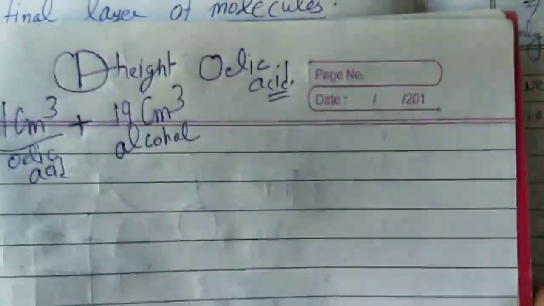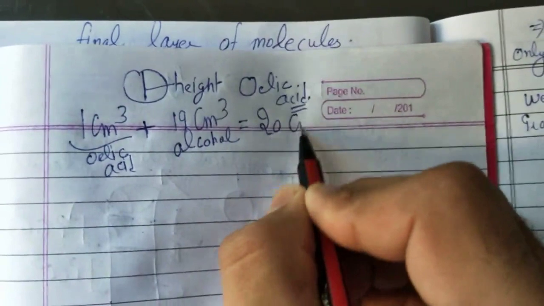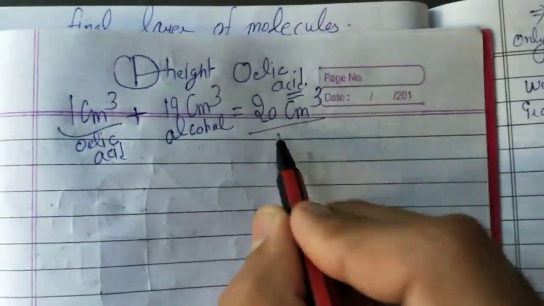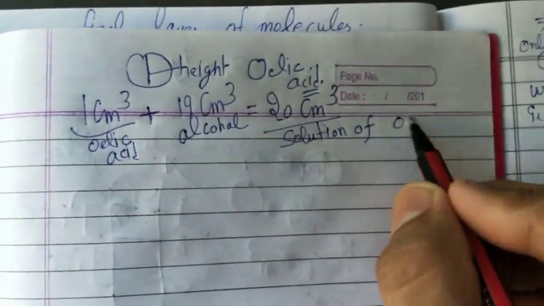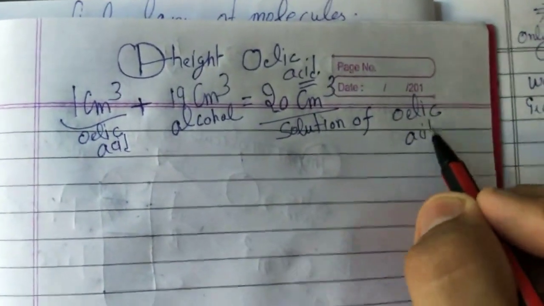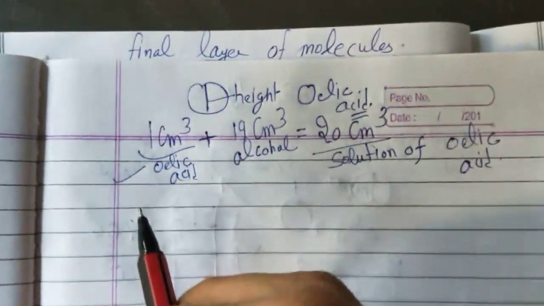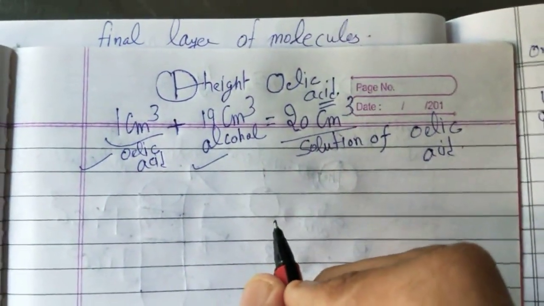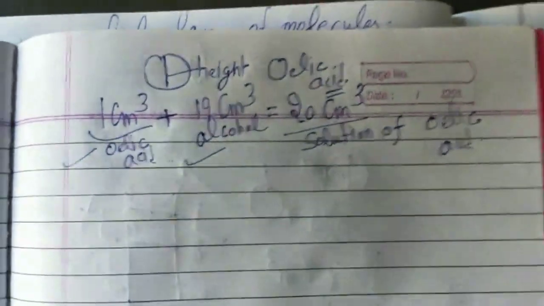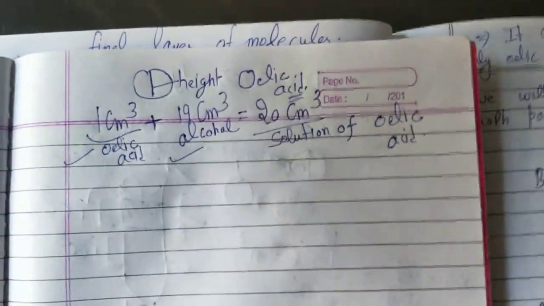We are diluting it, no? Total solution will form of this much volume, 20 centimeter cube of solution will be formed, and this is a solution of oleic acid. That means you have taken a volume of 1 centimeter cube of oleic acid. You have diluted it in 19 centimeter cube of alcohol to form the 20 centimeter cube solution of oleic acid.